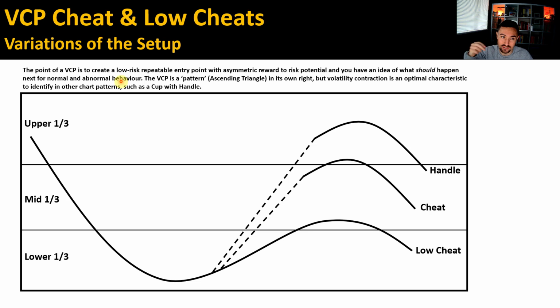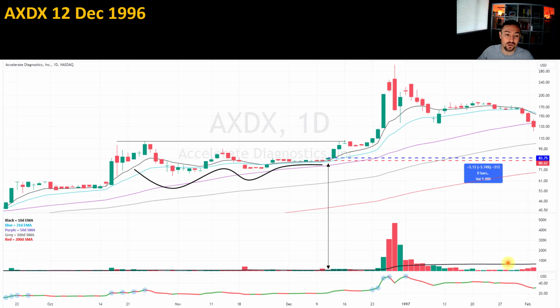How does the stock trend? So you can start to learn and identify, okay, this is acting normally, this is acting abnormally. The VCP is a pattern, it's usually an ascending triangle in and of its own right, but volatility contraction is an optimal characteristic to identify in other chart patterns, such as a cup with handle. Also, when you get the real tightness in price, it can help create a more asymmetric risk versus reward trade. So the whole point in trading is you're trying to risk $1 to make $5, $10, $20, right?